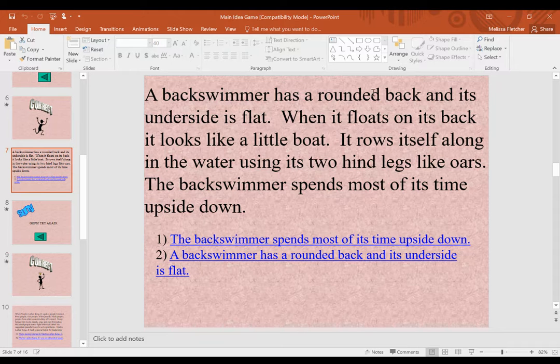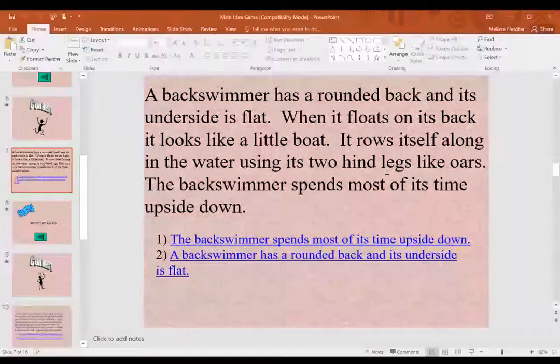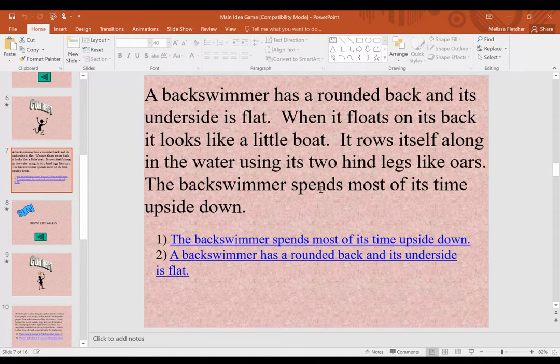A back swimmer has a rounded back and its underside is flat. When it floats on its back, it looks like a little boat. It rows itself along in the water using its two hind legs like oars. The back swimmer spends most of its time upside down.